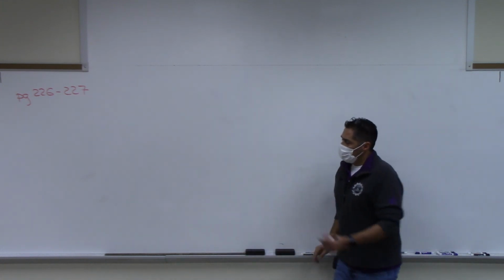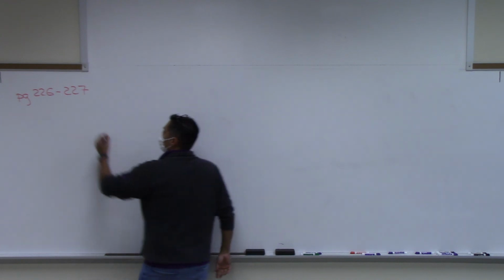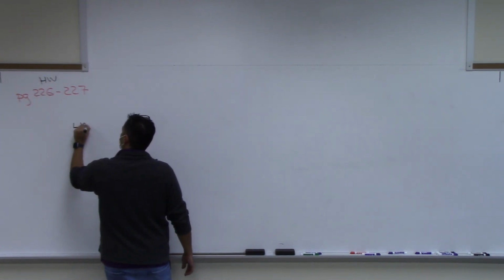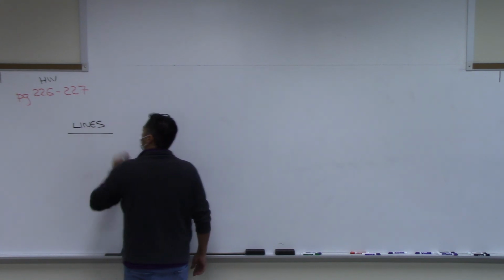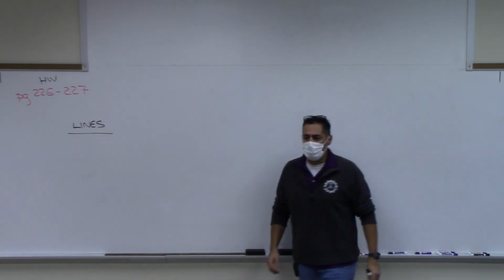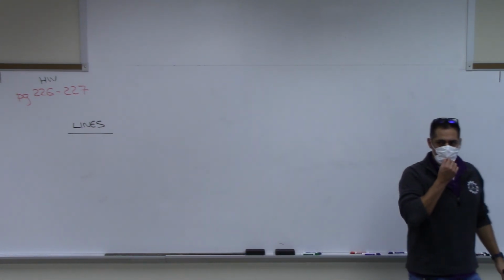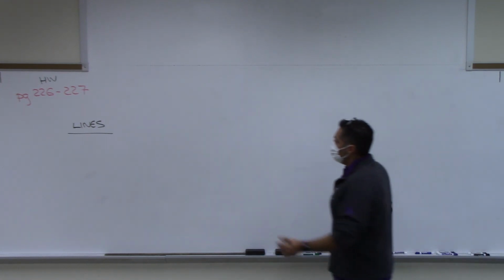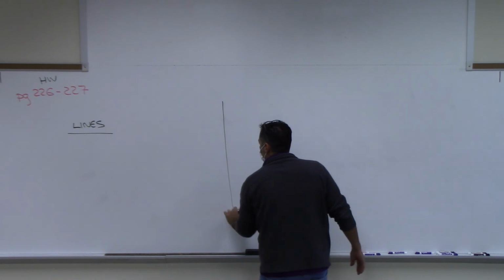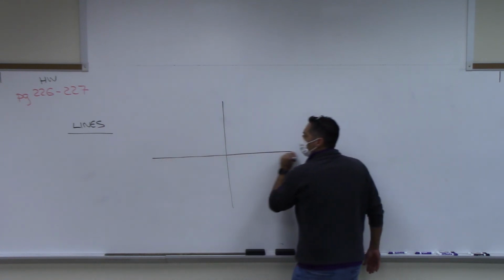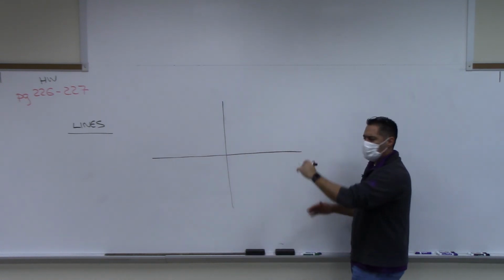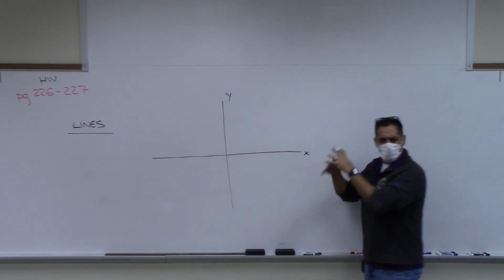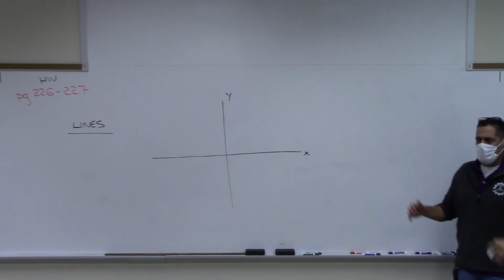All right. Next time, what we're going to be doing, this is homework, is we're going to be talking about lines. And specifically, we're going to want to be able to graph lines. So let's just talk about lines for a second. When you take a flat sheet of paper, we always like to put these two axes on here. We usually call this the x-axis and the y-axis. I know you've all seen this before, yes?